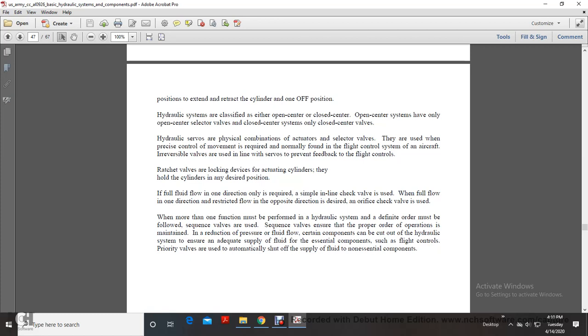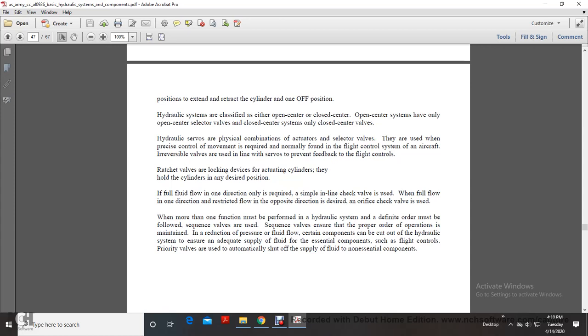Hydraulic servos physically combine an actuator and selector valve. They are used when precise control of the movement is required. In the flight control system of aircraft, irreversible valves used with the inline servo prevent feedback to the flight controls. Your ratchet valve is a locking device for actuating cylinders where they hold the cylinders in any desired position. Where fluid flow in one direction is required, a simple inline check valve is used. Where restricted flow in the opposite direction is required, the orifice check valve is used.